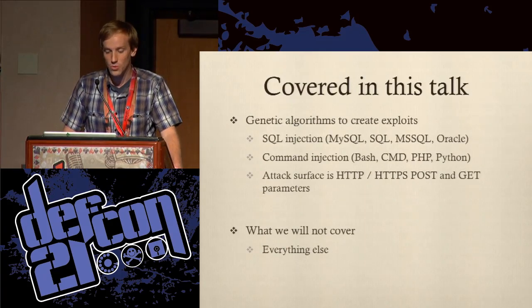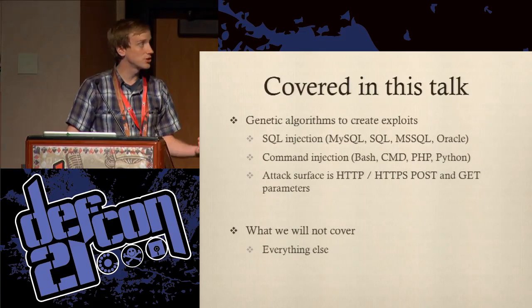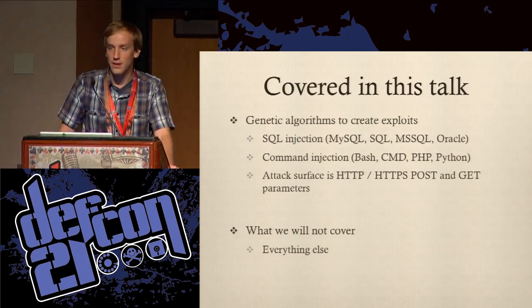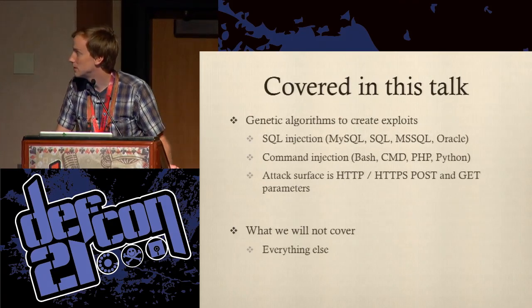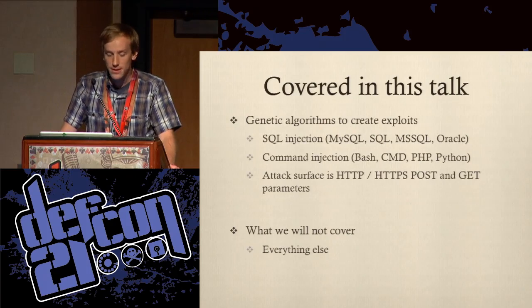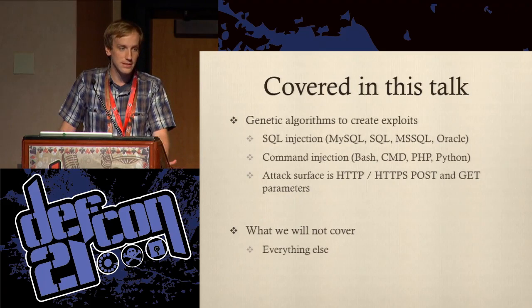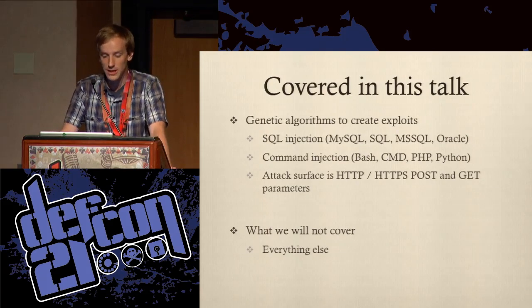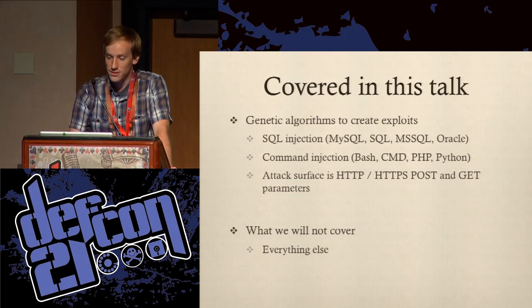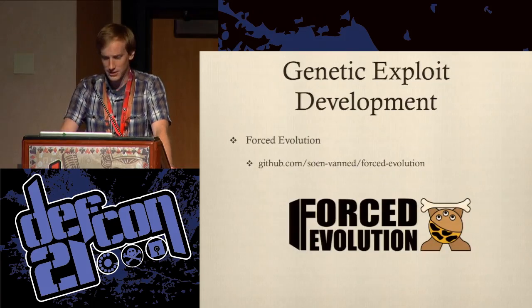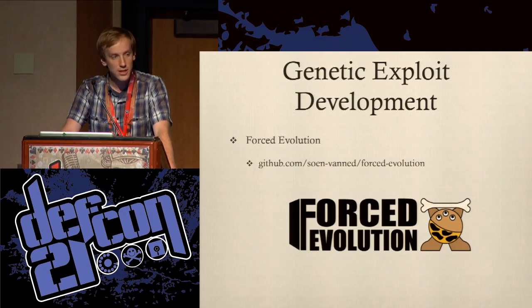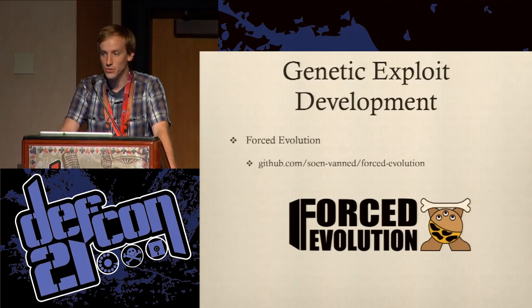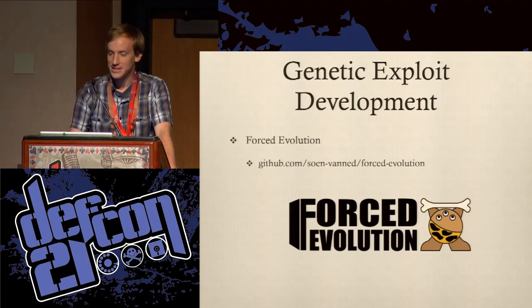For this talk, we're going to use genetic algorithms to make exploits for SQL injection and command injection, and our attack surface is HTTP and HTTPS. So it's web-based parameters, and we're not going to cover anything else. This could be applied to a number of different things, like JSON, AJAX, what have you, but for the scope of this talk, we're talking about SQLi and command injection. The tool I wrote for this talk is called forced evolution. It takes this concept of using genetics to write exploits for me, so I don't have to do it myself. It's the inner lazy programmer.